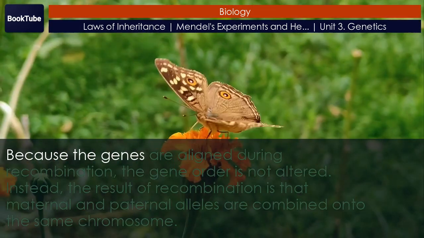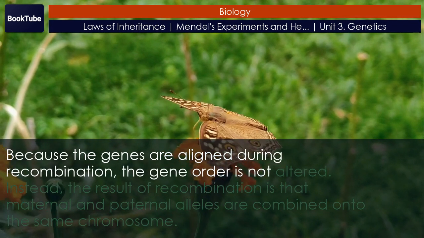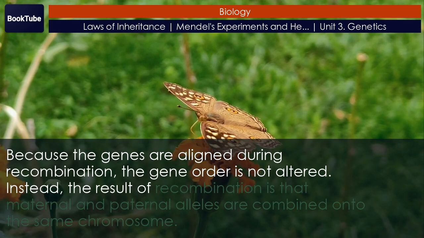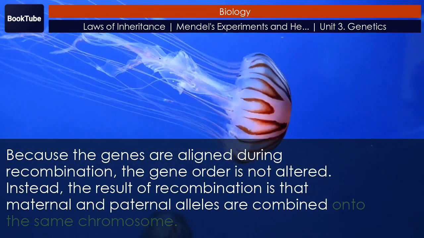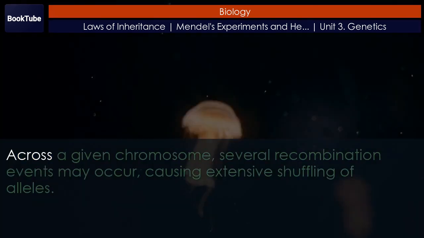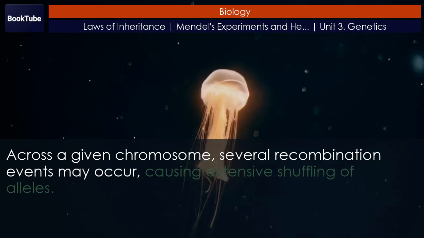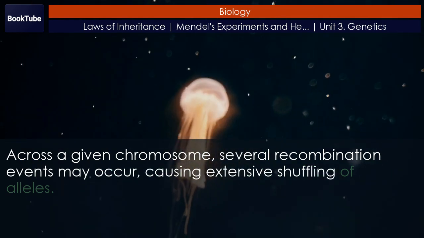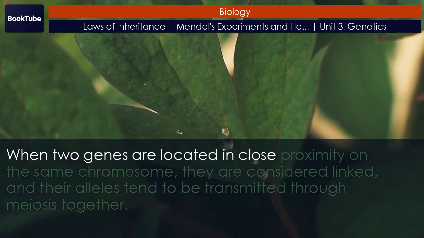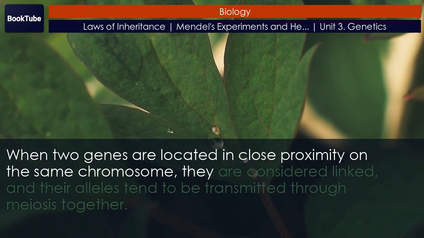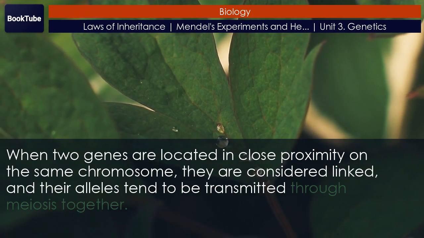Because the genes are aligned during recombination, the gene order is not altered. Instead, the result of recombination is that maternal and paternal alleles are combined onto the same chromosome. Across a given chromosome, several recombination events may occur, causing extensive shuffling of alleles. When two genes are located in close proximity on the same chromosome, they are considered linked, and their alleles tend to be transmitted through meiosis together.